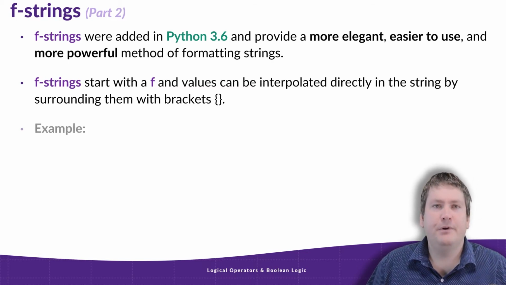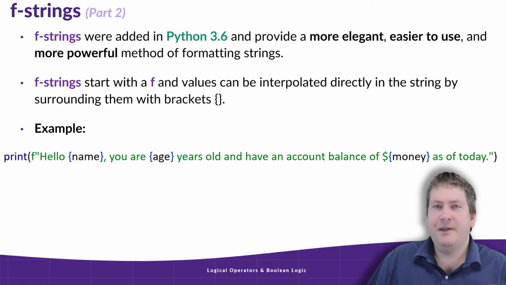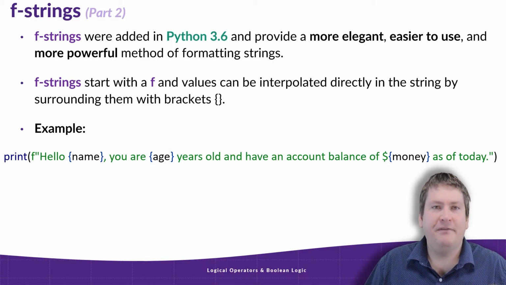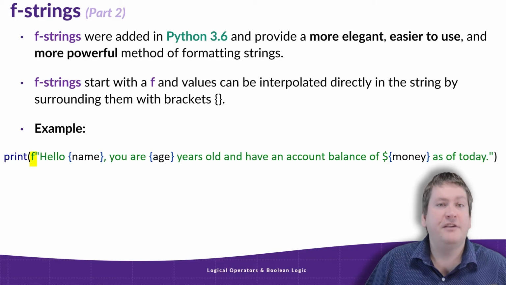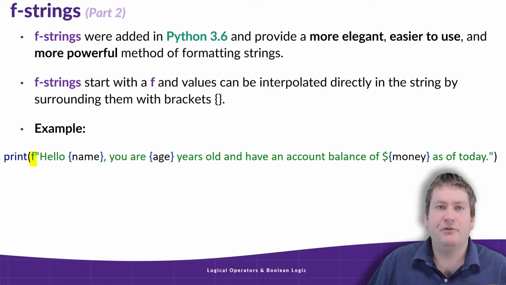Let's take a look at an example. So that's the same example we saw before, but now we're using an f string. So do note that there is an f at the beginning of the string. That tells Python that this is an f string. That f isn't part of the string, it's just to denote that this is a special type of string.